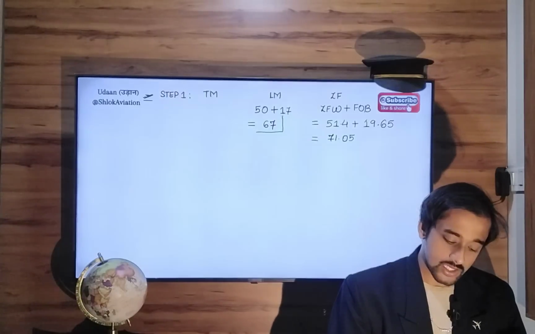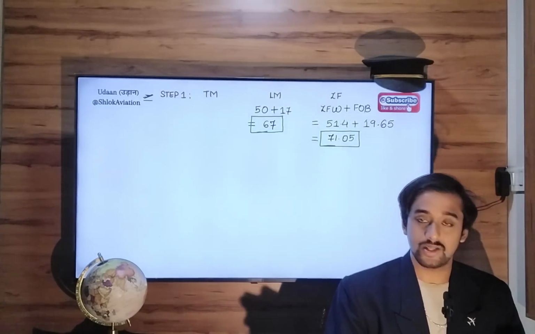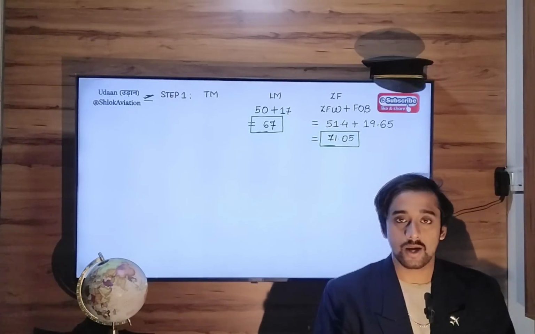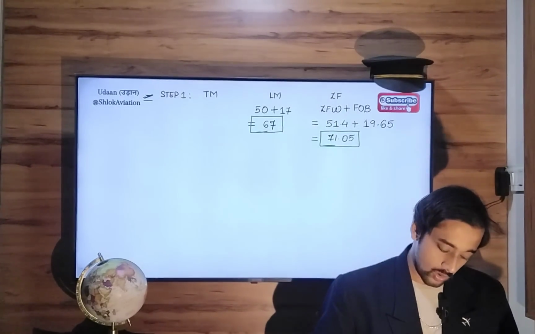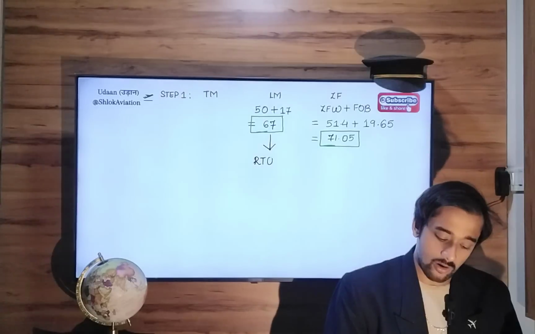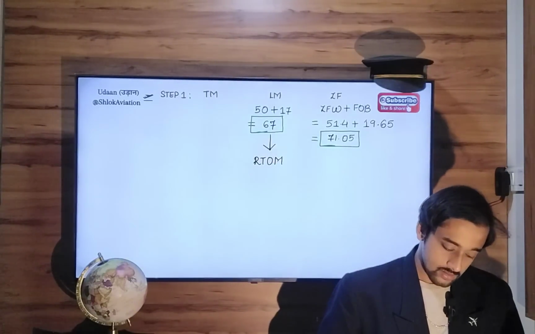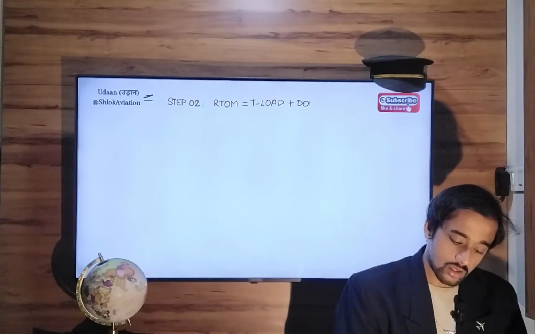So one takeoff mass value is 67. Another that we have found out is 71.05. We have to select the takeoff mass value which is the lower one. And over here 67 is lower than 71.05. So this becomes the regulated takeoff mass. Step number 2, use the formula regulated takeoff mass equals traffic load or payload plus DOM plus fuel on board.